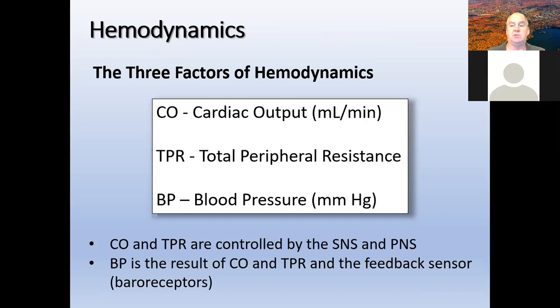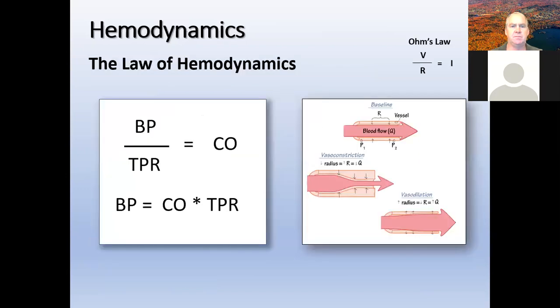So we're not directly controlling blood pressure here. Blood pressure is the dependent variable, based on what's going on with cardiac output and total peripheral resistance. The baroreceptors sense blood pressure and they feed back on the cardiac output and resistance to control blood pressure and keep it where it needs to be. So how does this work?